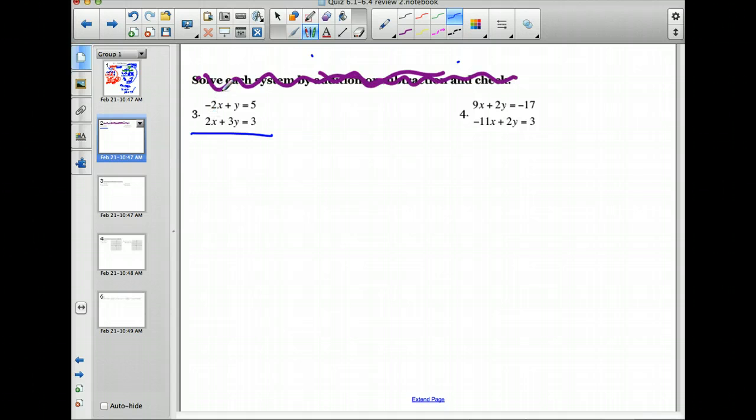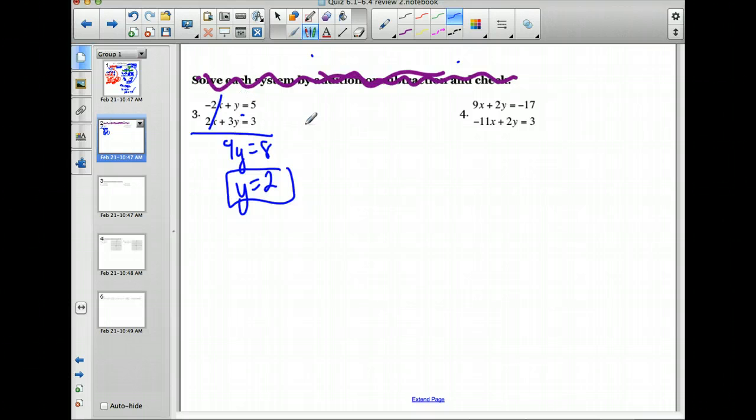So when I add these, they cancel out right away, the x's. So negative 2x plus 2x cancels out. y plus 3y is 4y, and 5 plus 3 is 8. Divide both by 2, and we get y equals 2. Now I plug this into either equation.